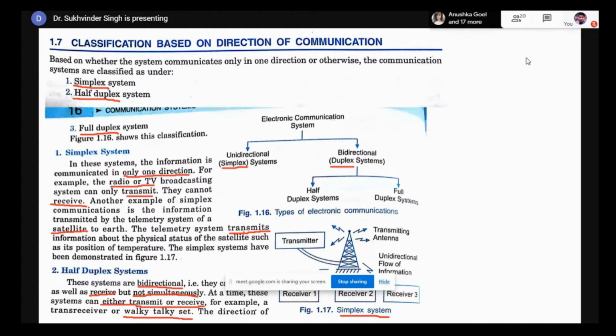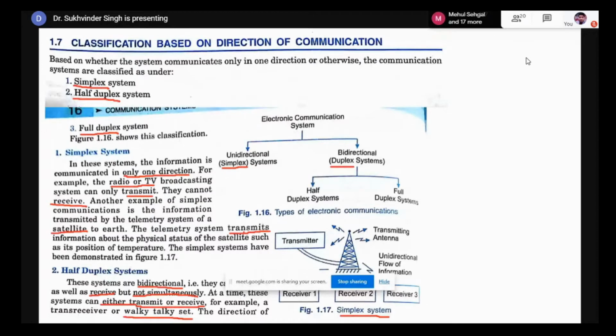So in radio transmission, FM transmission or TV transmission, we cannot communicate both ways. We only receive the signal, and whatever is presented or shown to us, we cannot alter it, we cannot change it, we cannot modify it, we cannot give feedback. So the communication is only in one direction, that is from the transmitting station. There is no communication from the receiving end.